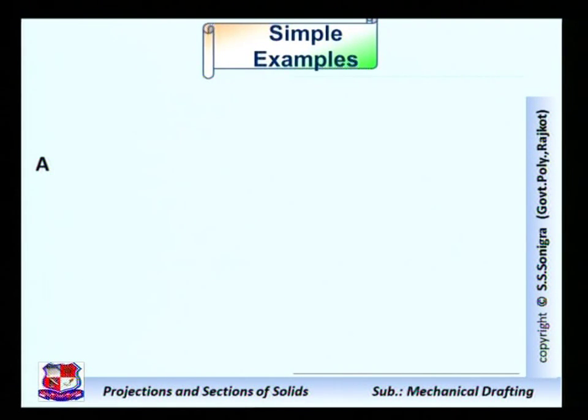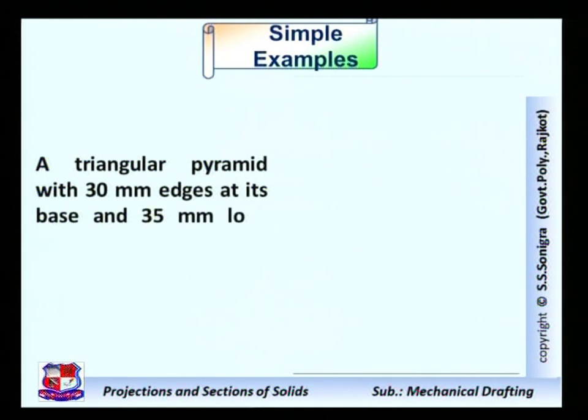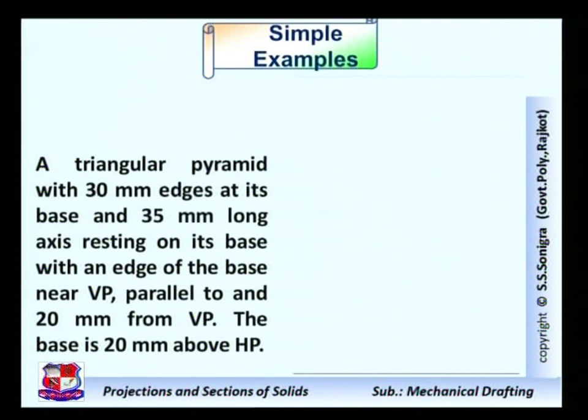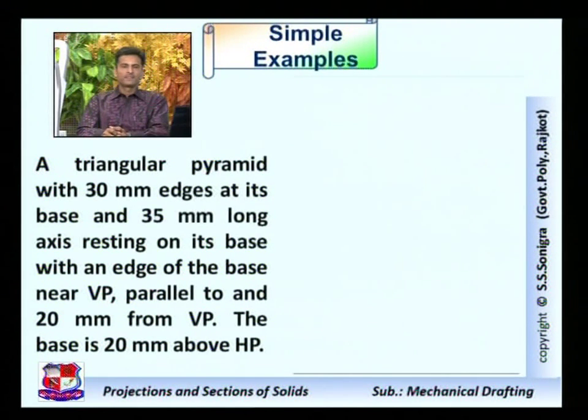Now one more example: a triangular pyramid with 30 mm edges at its base and 35 mm long axis, resting on its base with an edge of the base near to vertical plane and parallel to and 20 mm from vertical plane. The base is 20 mm above horizontal plane. So here a triangular pyramid is given, hence its top view would be a triangle, its front view would be a triangle, and in top view the triangle's side lengths are given to us, that is 30 mm.